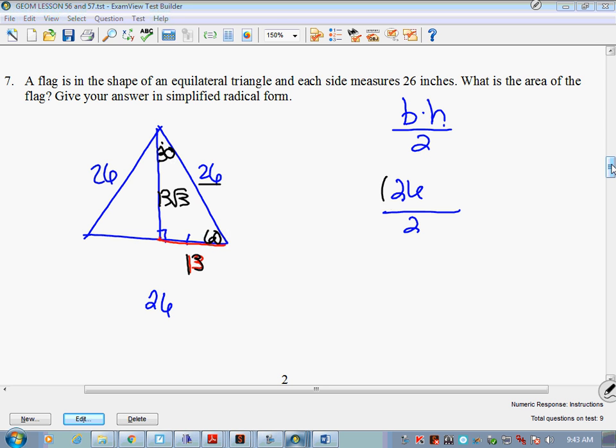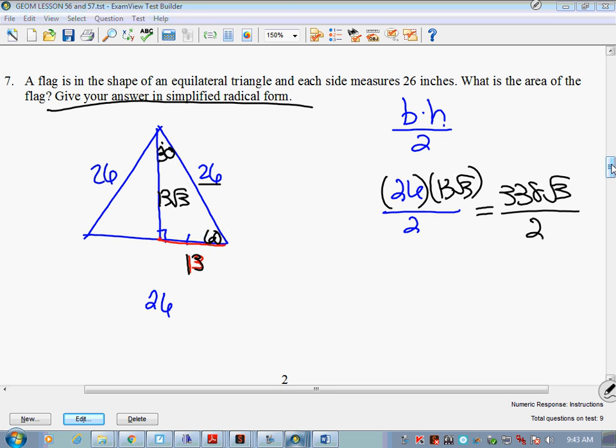So I am taking 26 times 13 radical 3 divided by 2. What's 26 times 13? 338. So 338 radical 3 divided by 2. What's 338 divided by 2? 169 radical 3, and that's in units squared. You'll notice you say, well, why isn't this one a decimal? Because it said in my instructions, give your answer in simplified radical form.